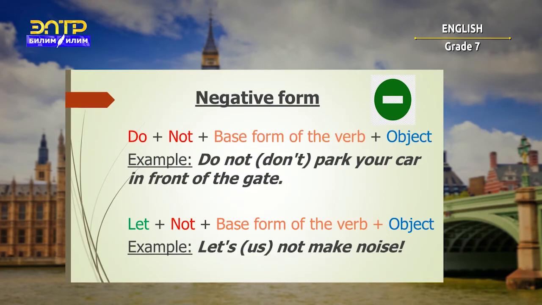What about negative form? We have to use do plus not plus base form of the verb plus object. Example, don't park your car in front of the gate. Or let plus not plus base form of the verb plus object. Example, let's not make noise.